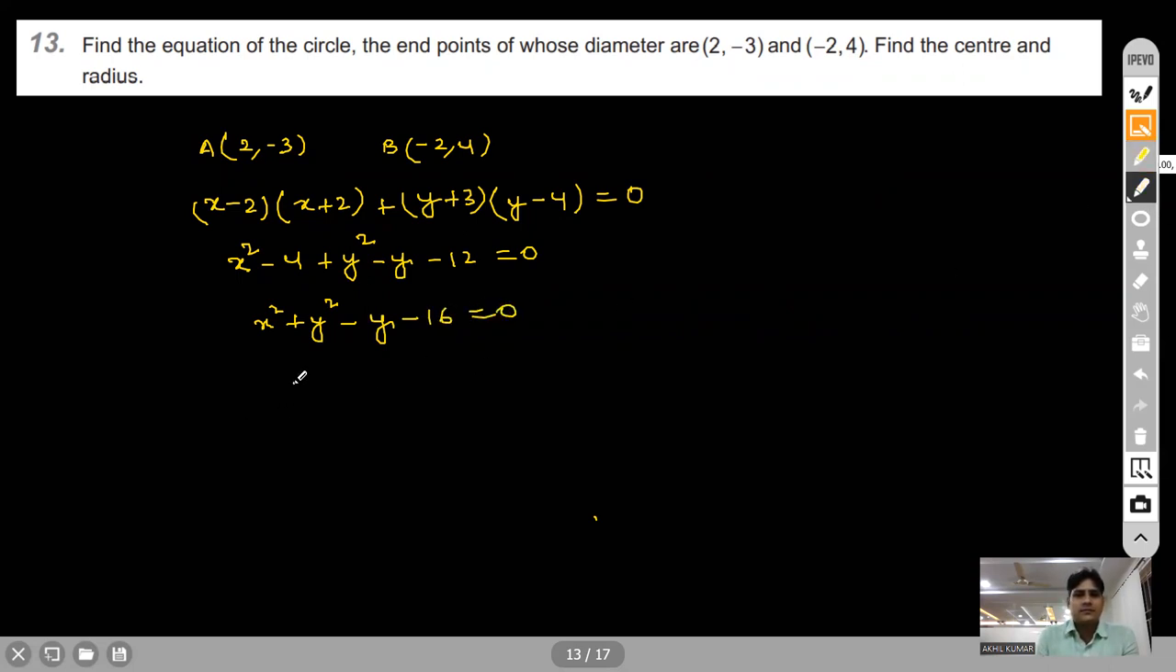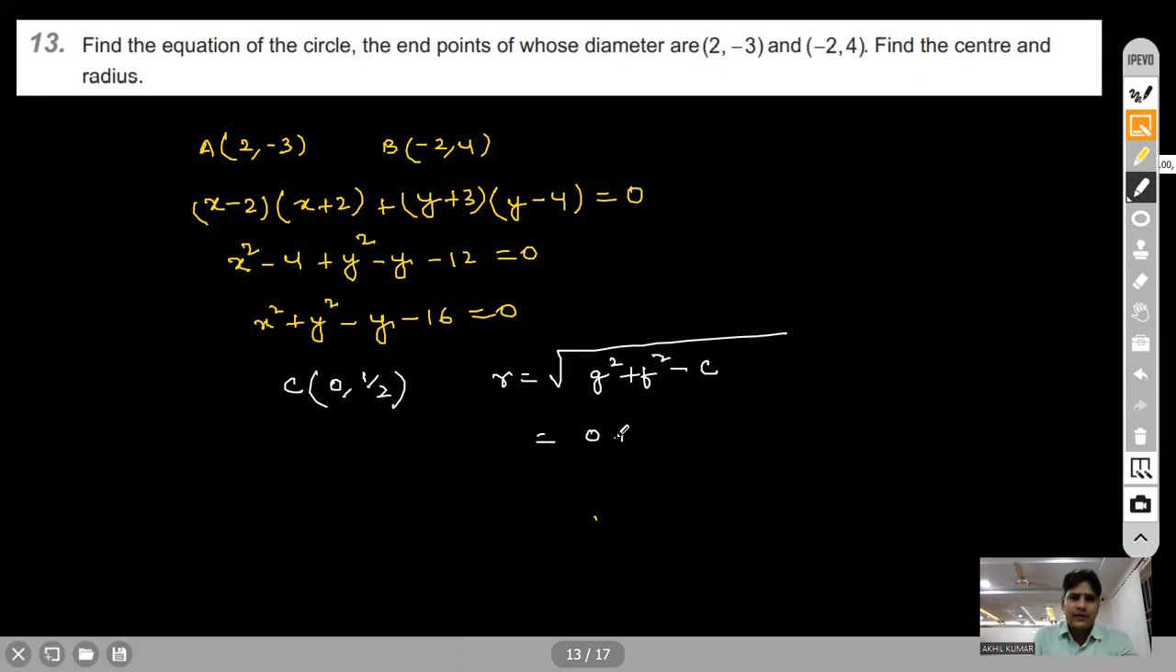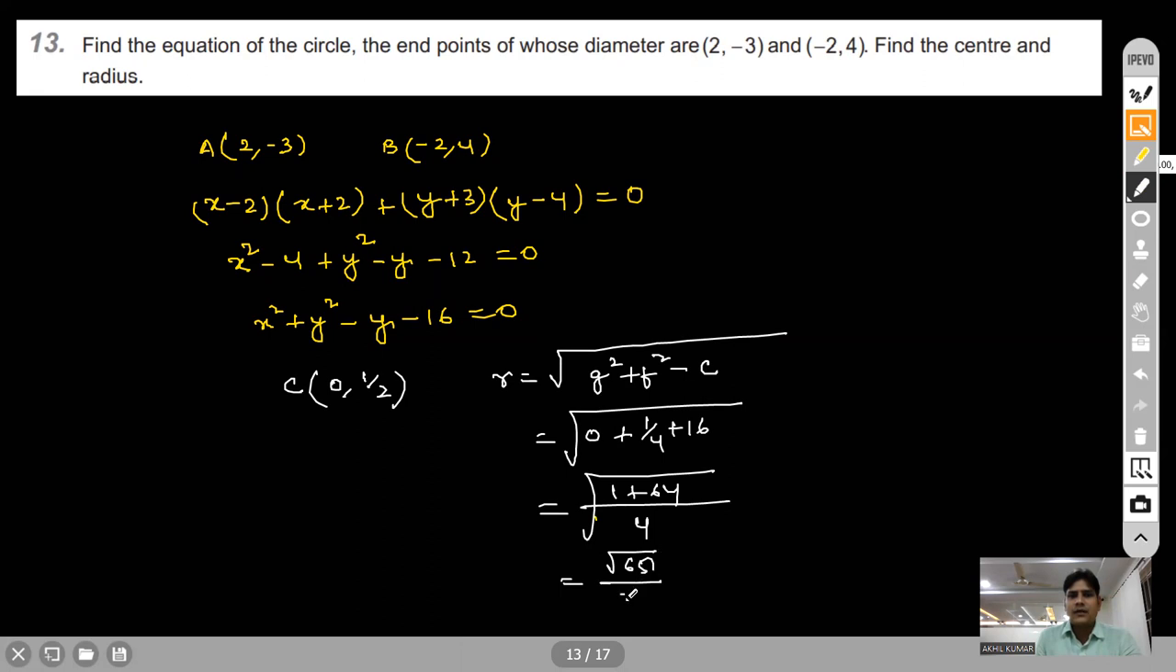Now, what is the center for this circle? There is no x term, so the center will be (0, 1/2), right? (0, 1/2) will be the center for this circle. And what will be the radius? Radius will be the square root of g² + f² - c. So g² is 0, f² is 1/4, and minus c means minus of minus 16, that will be 16. So this will be the square root of (1 + 64)/4, that will be root 65 by 2. Okay. So this will be our answer. The center will be this and the radius will be root 65 by 2.